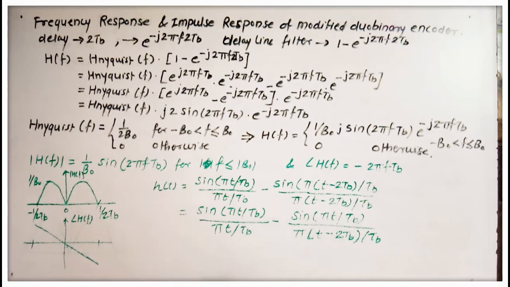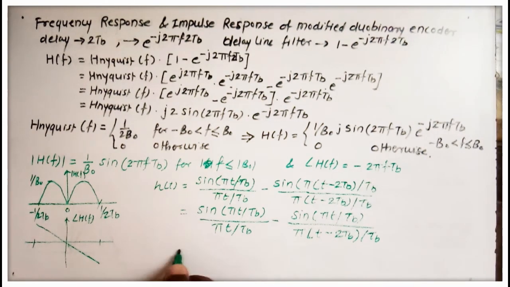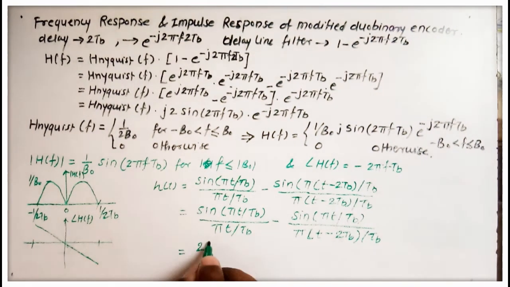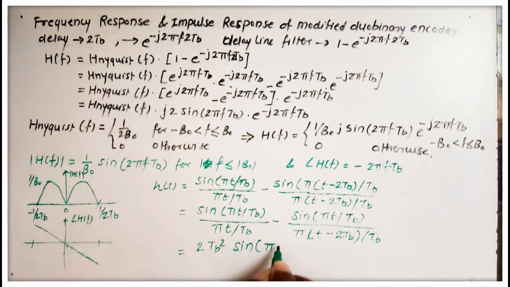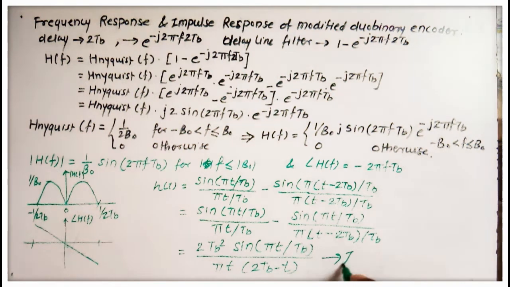Now we can simplify this term as 2 Tb square sine of pi t divided by Tb divided by pi t into (2Tb minus t). So this is the impulse response of a duobinary system.